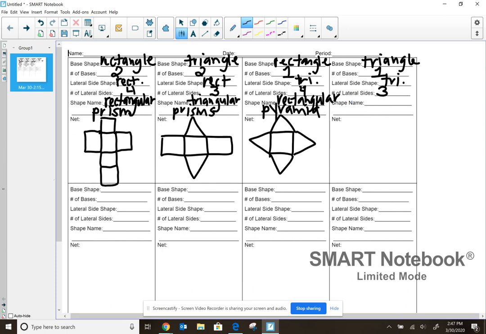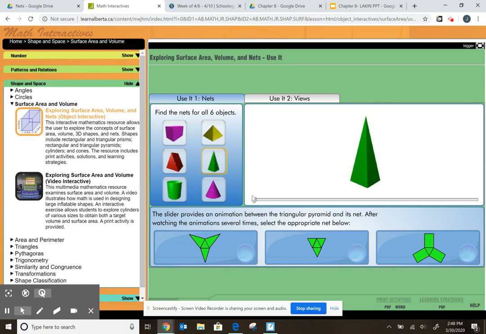The shape name. Remember, our base will always name the first word. This is triangular. And then to get that prism or pyramid, we look at what shape the side is. The sides are triangles, so that's a pyramid. Remember, in a prism, they are rectangles. In a pyramid, the sides are triangles. Let's unfold this to see what that net is going to look like.